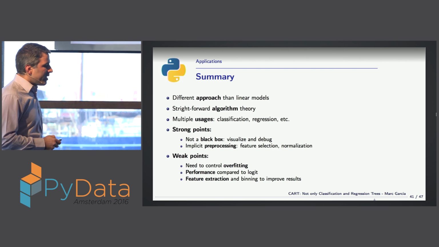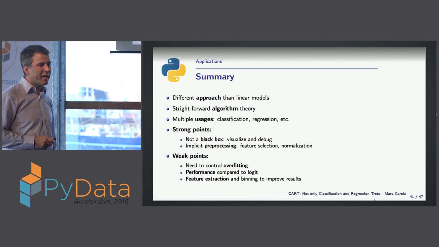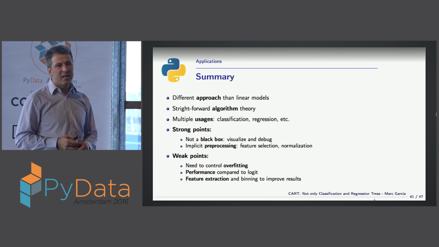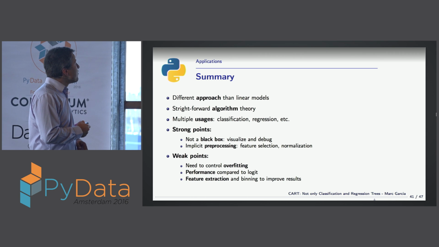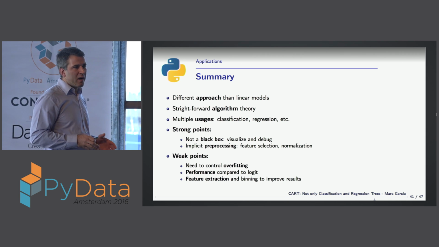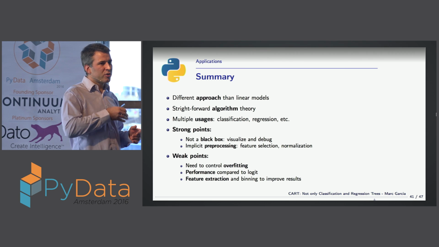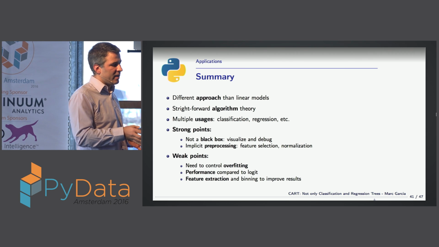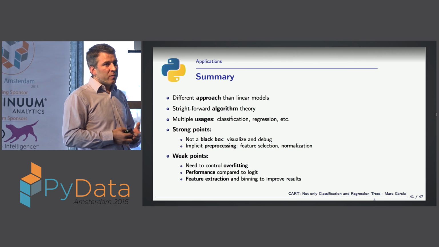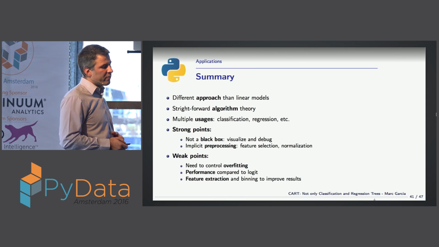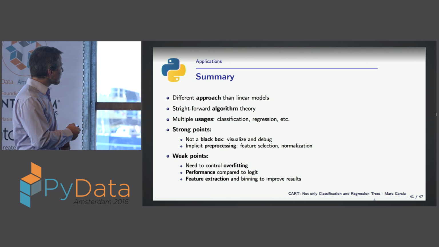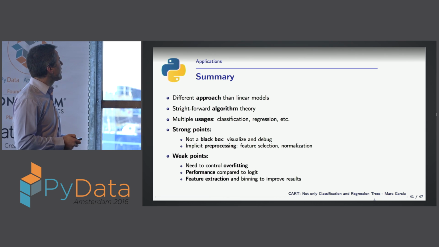So, takeaways. As we've seen, it's a different approach. It's not following a linear equation, and it's not doing matrix multiplication. It's something different, and it's quite straightforward. We just go over the tree, getting the best split, and the best split is just the entropy. Nothing of this is really complex, and it can be used for different things.